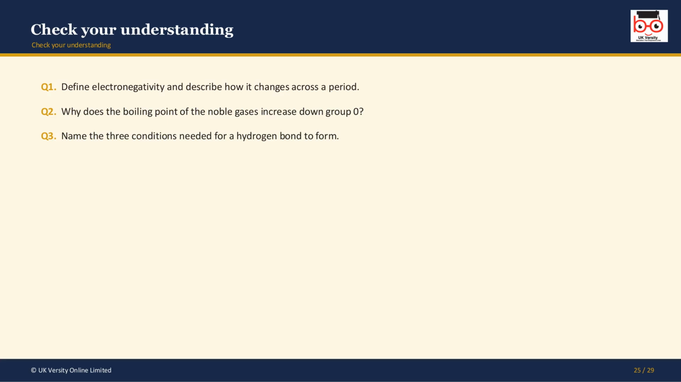First, define electronegativity and describe how it changes across a period. Second, why does the boiling point of the noble gases increase down group 0? And third, name the 3 conditions needed for a hydrogen bond to form. Give those a proper go.